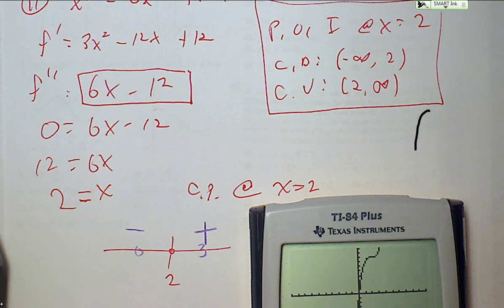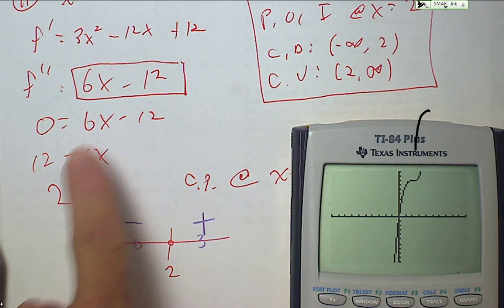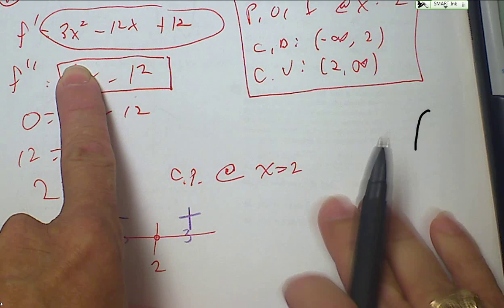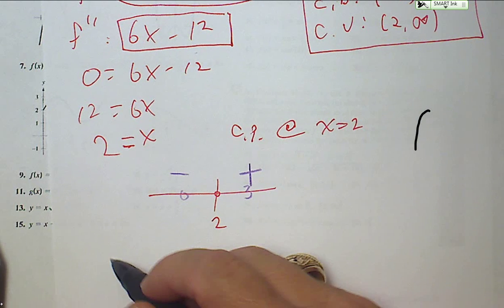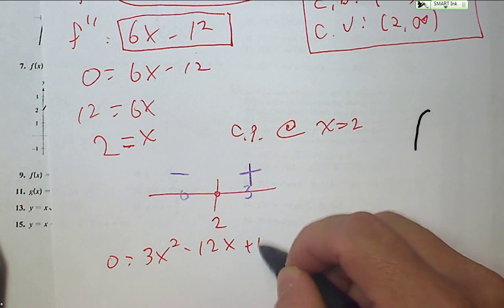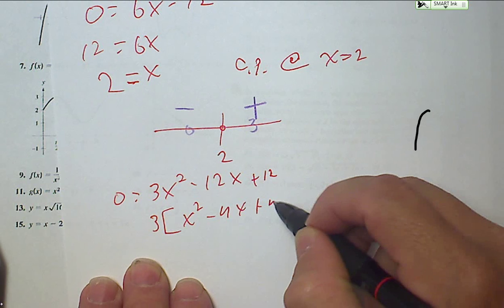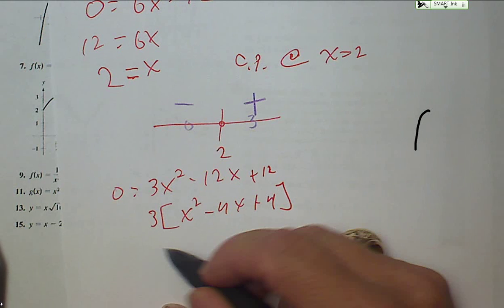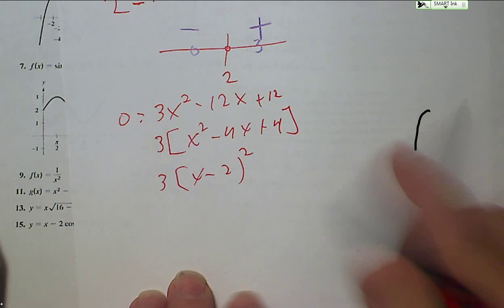While we're here looking at this, let's just talk about the max and the min of this thing, a relative max, relative min. So let's go back to this one. Let's just find out relative max, relative min. What you've been doing for the last 2 days. So f prime is 0: 3x squared minus 12x plus 12. Take a 3 out of that: x squared minus 4x plus 4, x minus 2 squared. So you have a critical point at 2.